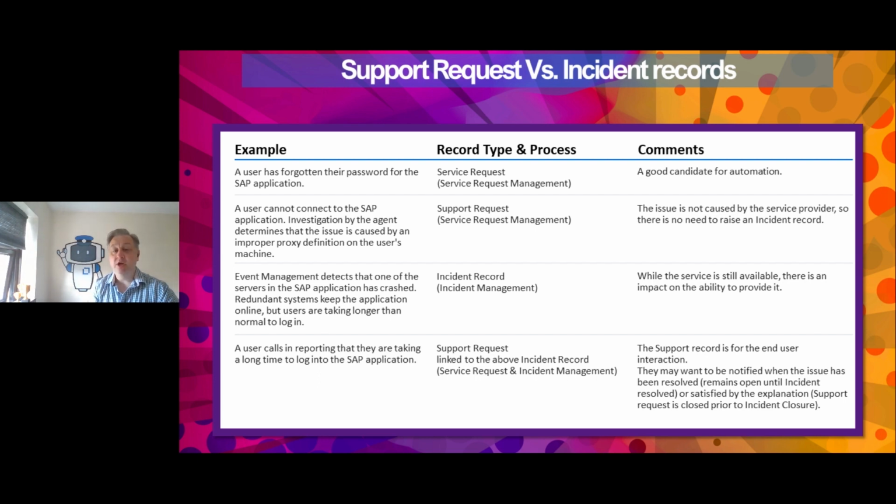And then this final one, a user calls in reporting they're taking a long time to log into the SAP application. This is that example of having a support request for that specific individual and then linking it to that incident record, so that once that service is restored, their support record can be automatically moved to that acceptance phase, so that the second line engineer, whoever's working on an incident, doesn't need to go and update every single ticket. All right. And that hopefully helps reduce the overall overhead on your agents within the system.